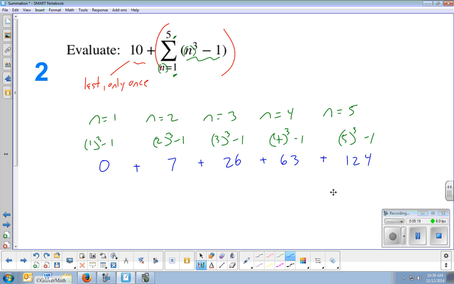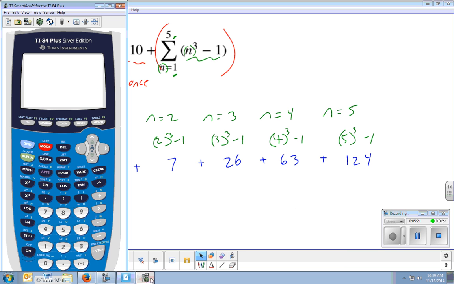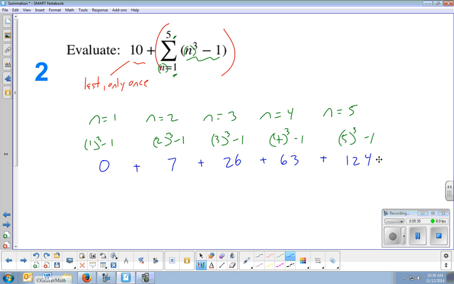In fact, I'm going to use it now to make sure I don't mess up my addition. I don't really need the 0 plus, but I'll put it just to have it. Plus 7 plus 26 plus 63 plus 124. The summation is 220. And then I have this.